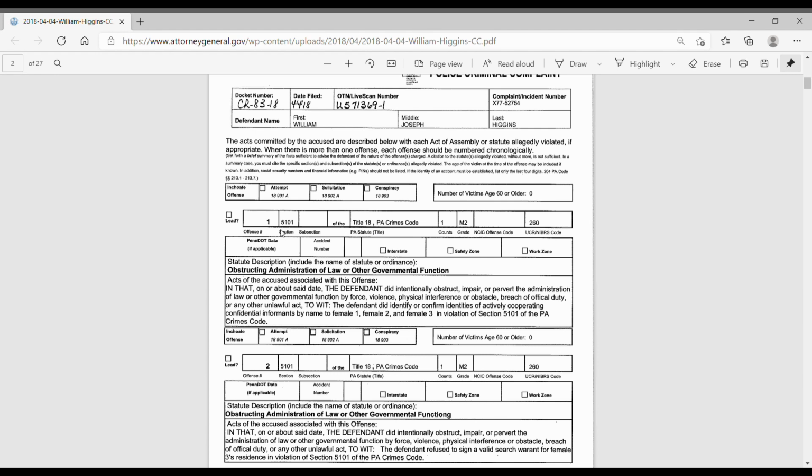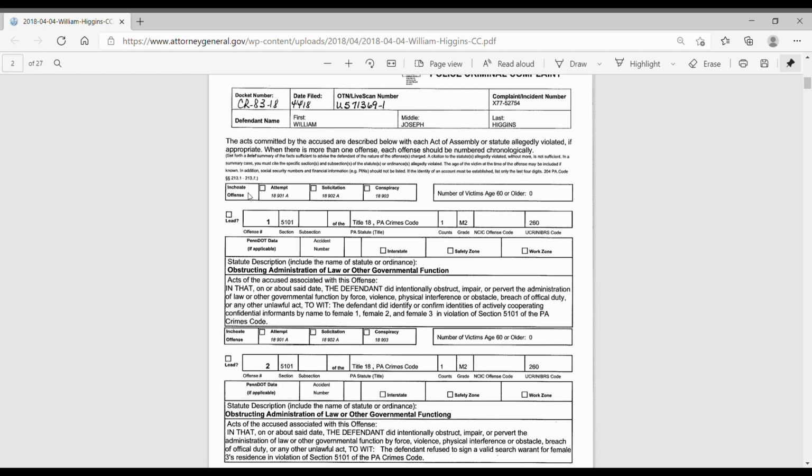But here he's charged with Section 5101 of Title 18, which is the PA Crimes Code. It's a misdemeanor of the second degree, one count of it. And it'll tell you here basically what the basic elements of that offense are. So he's charged with obstructing administration of law or other governmental function. If it's a DUI case you're handling, it would say driving under the influence of alcohol, and it would have in that on or about date the motorist was in actual physical control of a motor vehicle at a time when their ability to drive was impaired by the use of a controlled substance.